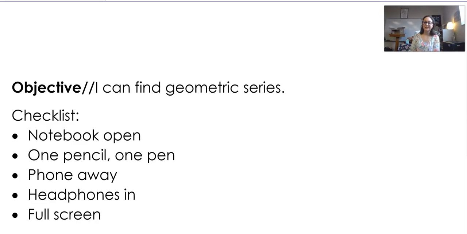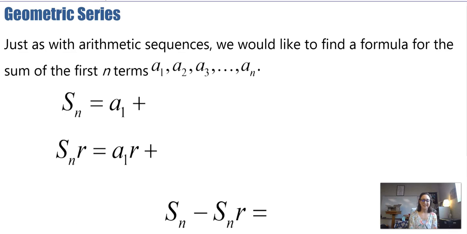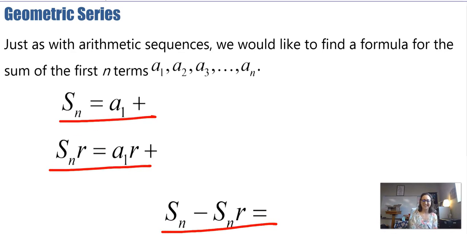Our objective today is going to be to find geometric series. I've got the checklist on the screen. You know what to do from here. All right, I'm going to force another pause on the screen. Can you go ahead and write these three pieces that I am underlining? Go ahead and hit continue when you're ready.